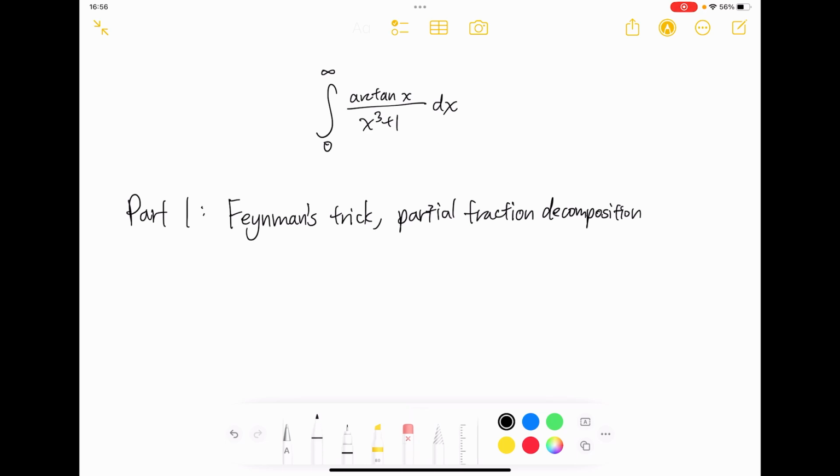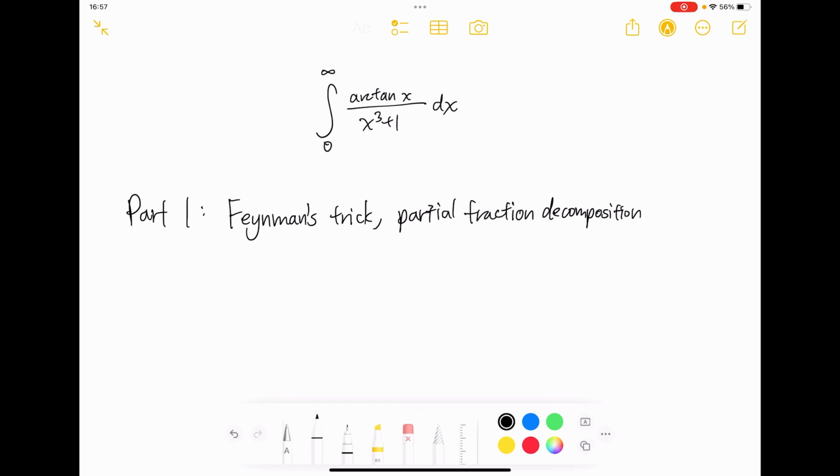Right, so this integral is going to be evaluated across multiple videos. I don't want to call it a series, but this is going to be part one of doing it. We're going to be doing Feynman's trick and partial fraction decomposition. So just to dissect it a bit, and then we're going to have an easier time trying to solve it. But yeah, let's get started.